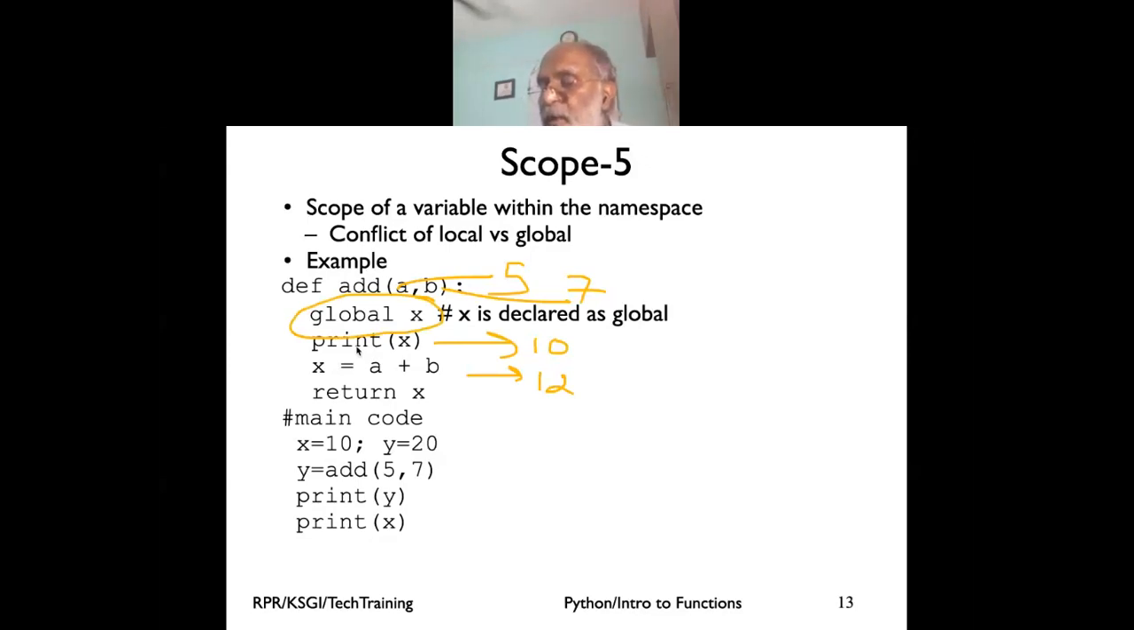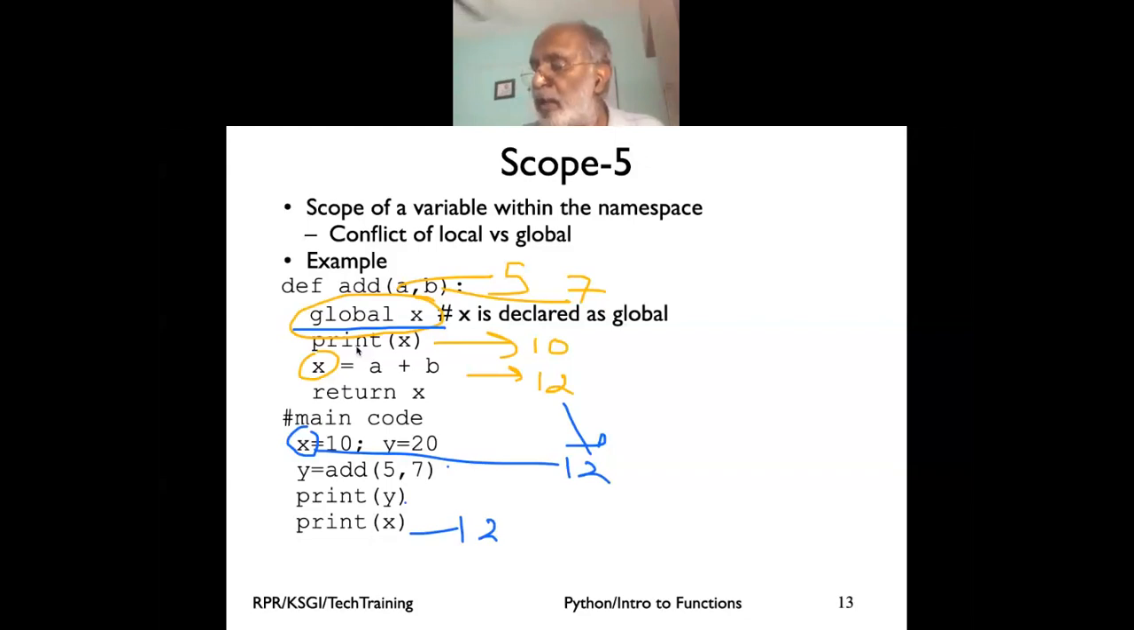Because x is my global, this x and this x are the same. Because I made it global, the moment I say x is a plus b, even this x becomes 12. So now I say print y, it will be 12. Print x, it will also be 12. So if you want to use a global variable and modify that variable inside a function, declare that as global. If you don't declare a variable as global, it is always treated as local, and whatever changes you make there, it will remain there. And that's the point I'm trying to highlight.